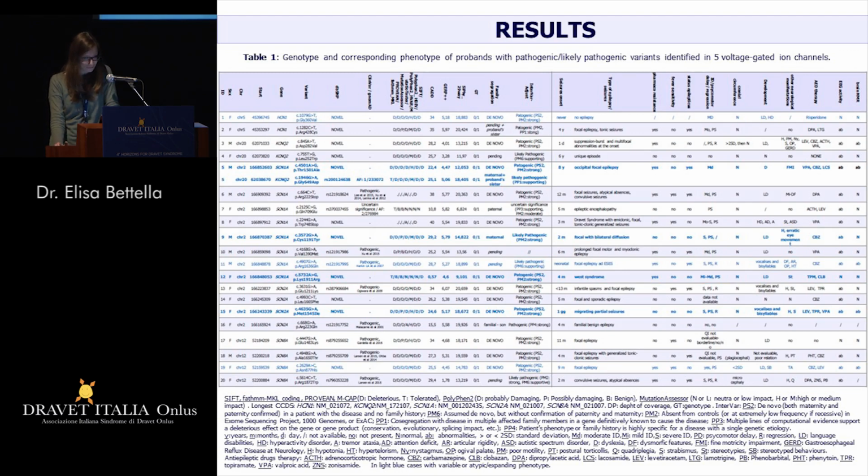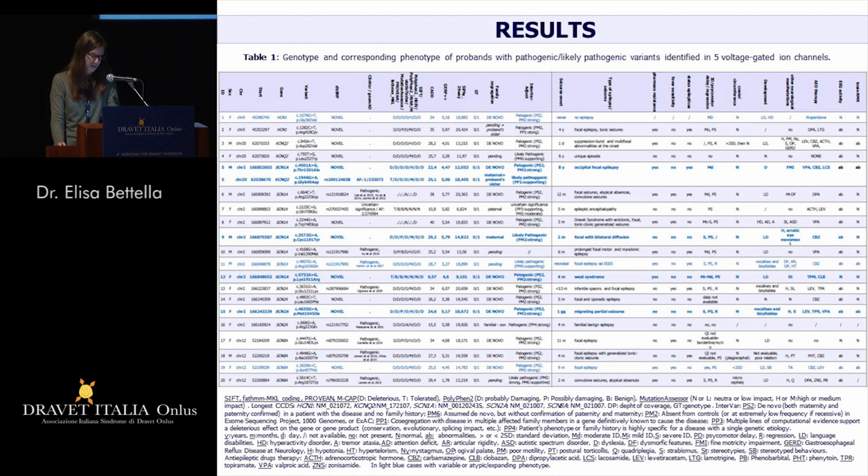This is the table, I'm sorry for the dimensions, where you can see the genotype of the patients. For all variants we perform in silico analysis such as SIFT and PolyPhen, that give us the probability of pathogenicity. We take into consideration the CADD score and the phylogenetic conservation.